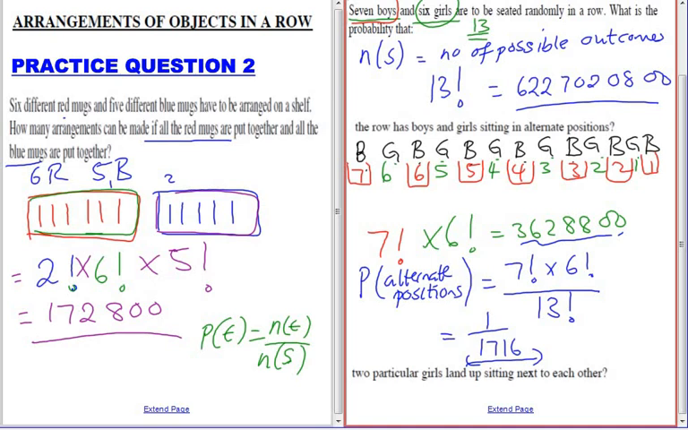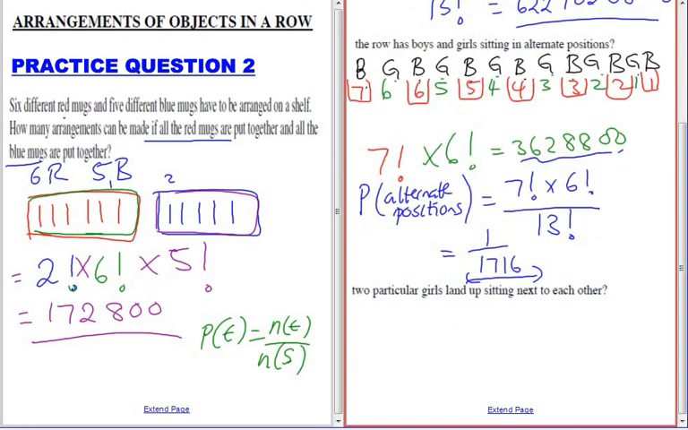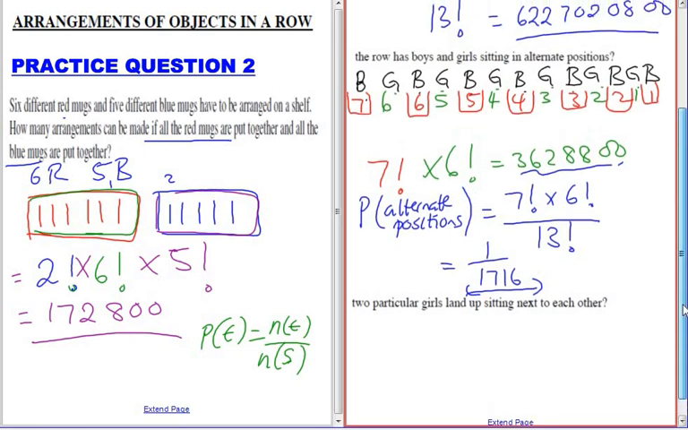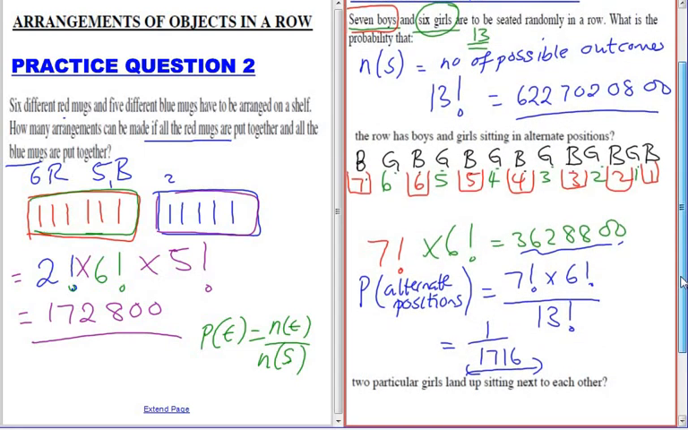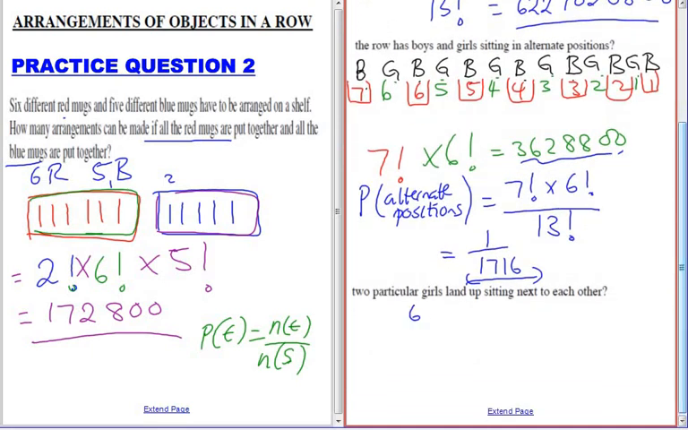Now, what is the next thing that we have? We are being asked what is the probability that 2 particular girls end up sitting next to each other. So remember, we have 7 boys and 6 girls altogether.